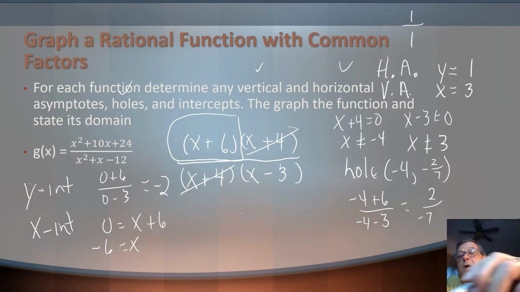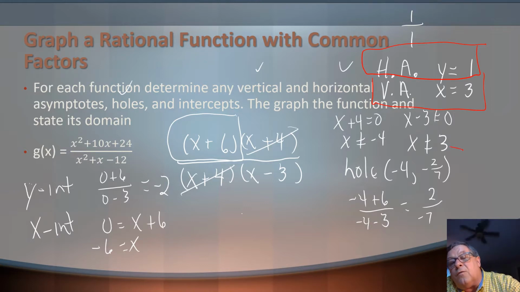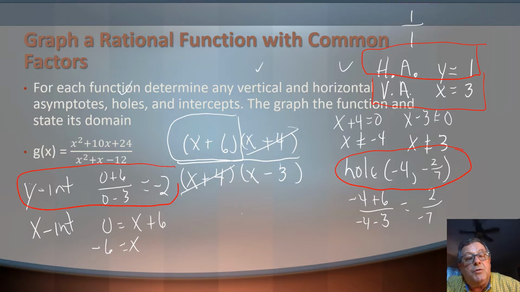Let's see, what do we have? A horizontal asymptote, y equals 1. A vertical asymptote, x equals 3. A hole at negative 4, negative 2 over 7. A y-intercept at negative 2, and an x-intercept at negative 6. Shazam. Let's go graph this thing.